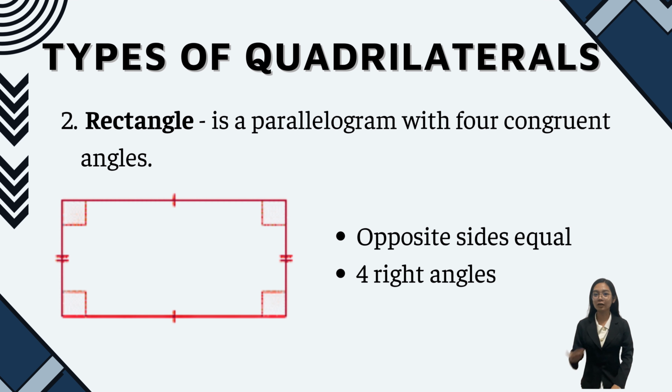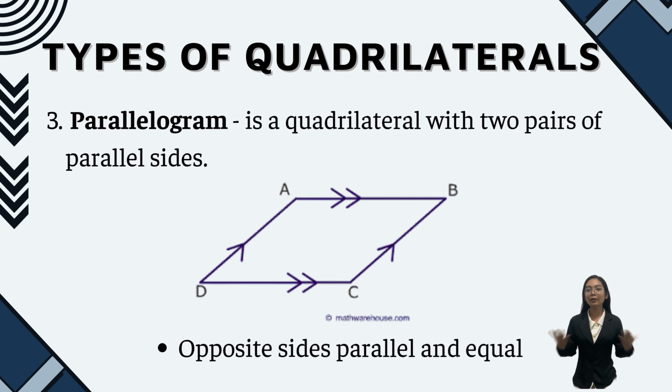Class, here is something important. Squares and rectangles are actually special types of parallelograms because they have two pairs of parallel sides too. So class, who can think of a parallelogram shape? Correct.